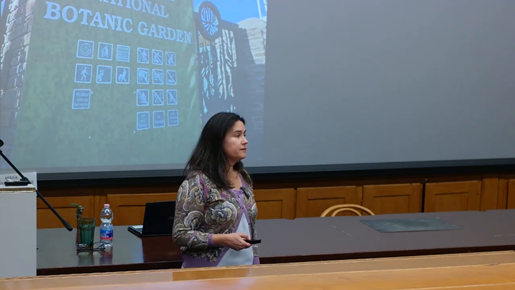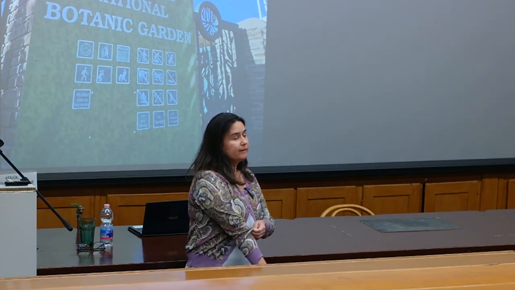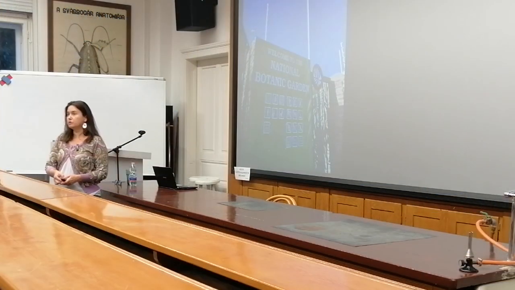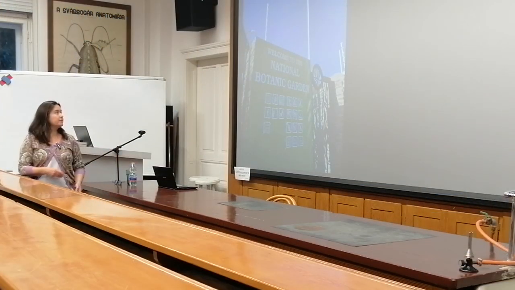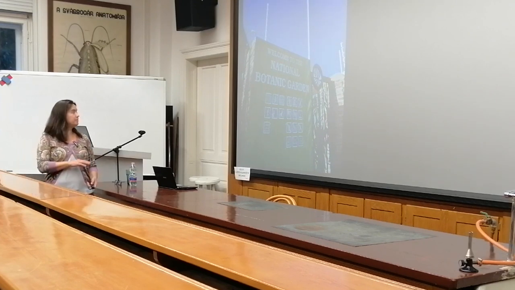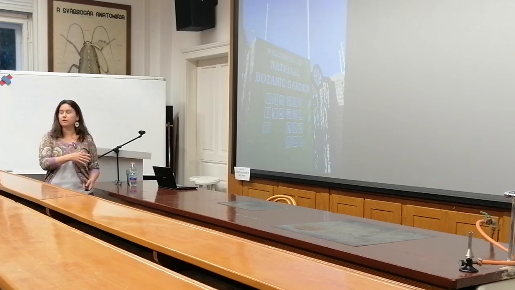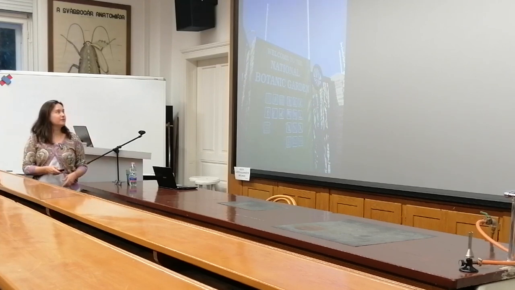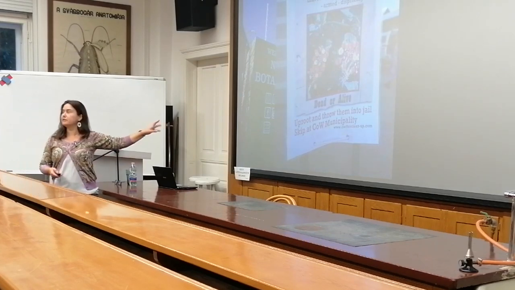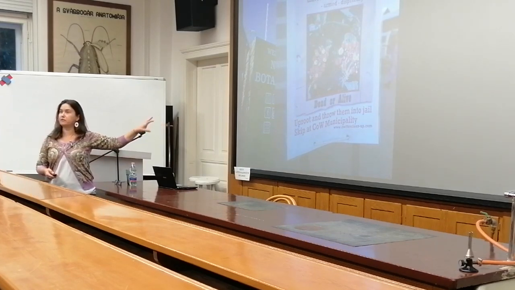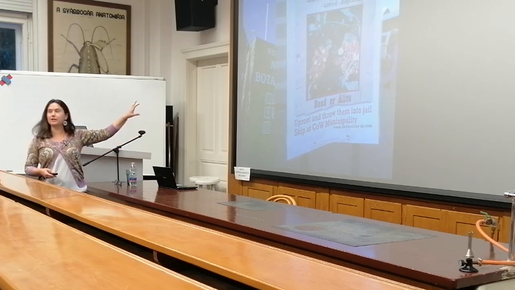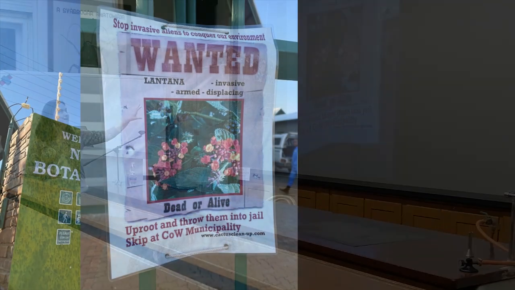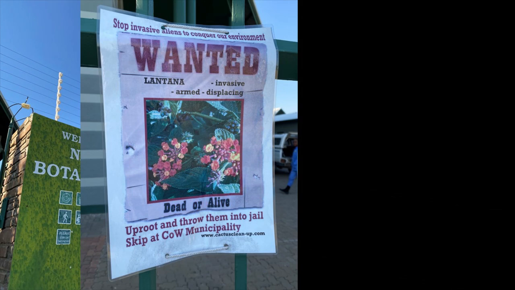So one of the privileges of being in Southern Africa and traveling was I got to go to a lot of botanical gardens. And I'm showing you a picture now of the entrance to the botanical garden in Namibia, a country not too far from South Africa, and that's the Namibian flag. And when I was there, one of the things that made me laugh and that I loved is that the entrance to the botanical garden, back to the theme of invasion biology, they had these very charming posters, wanted. Lantana is the plant. They want lantana armed because it's armed and displacing. They want it dead or alive.